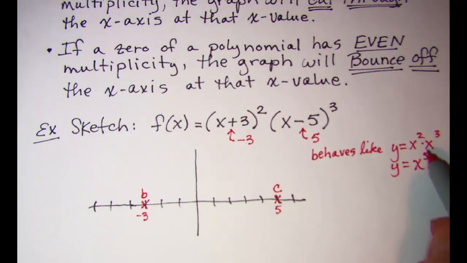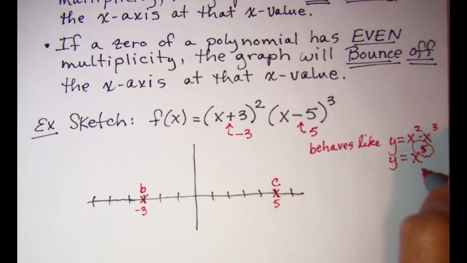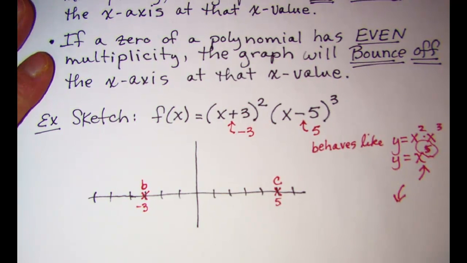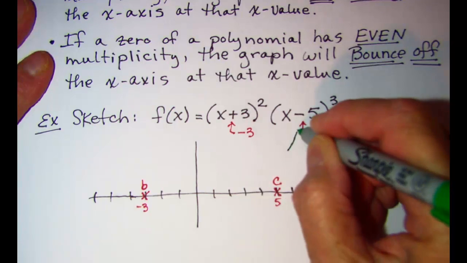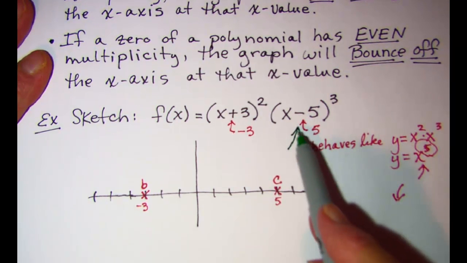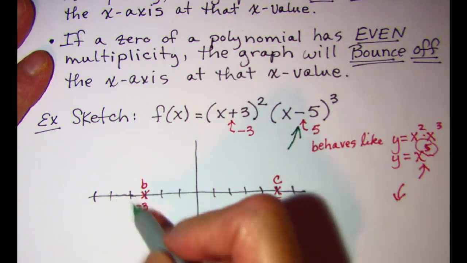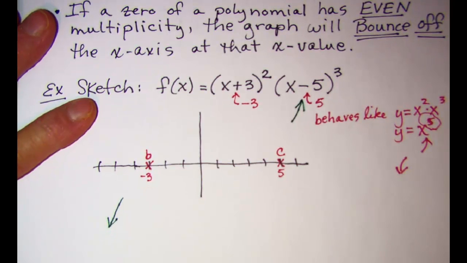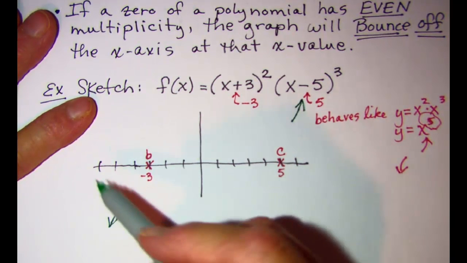Now, whenever our polynomial is odd, like this, we have one arm up and one arm down. So my end behavior for this graph is going to be right arm up, left arm down. So I'm going to indicate that with these arrows. The right end behavior is up. The left end behavior is heading down. And then I'm ready to sketch.